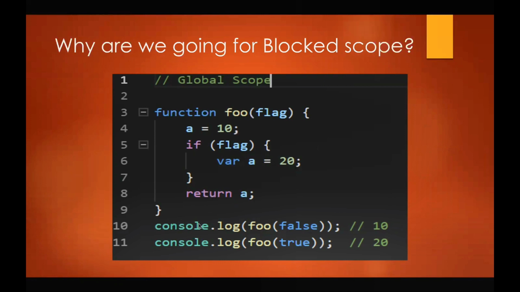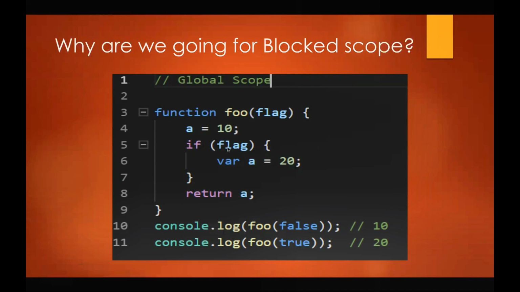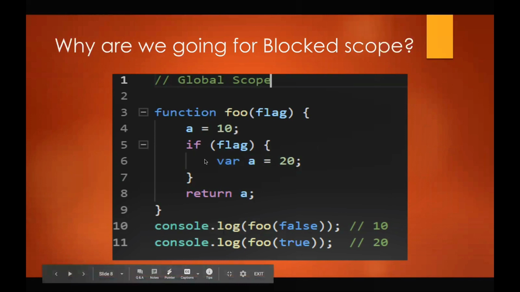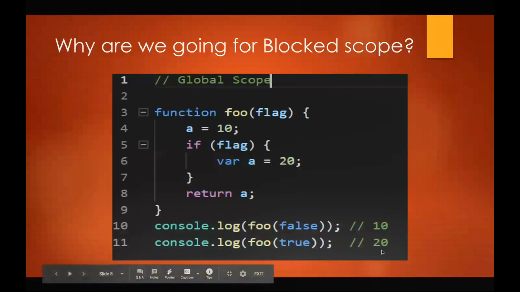So now let's see what will be the result of a. So console.log foo for flag equal to false. That means it won't come inside the if statement, so its value will be 10. Now for foo equal to true, it will come inside the if statement. If flag is true, then variable a equal to 20. So it gives us a value of 20.